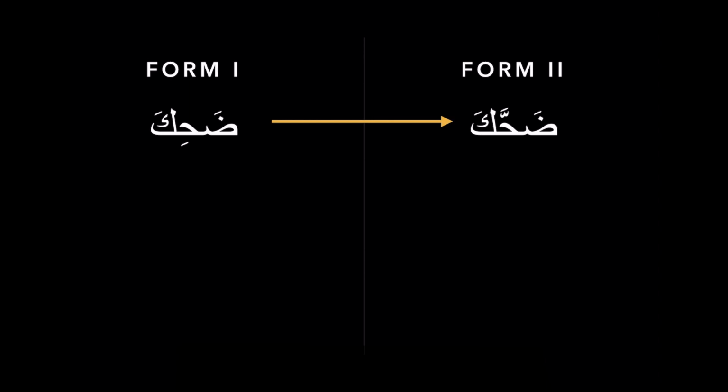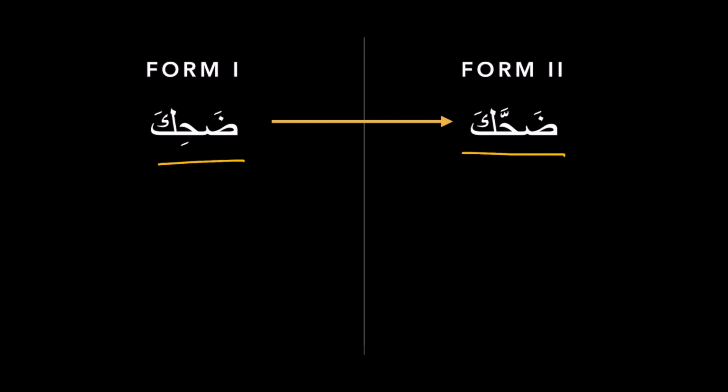For example, if you wanted to just say the child laughed, you'd use Form 1, dahika at-tiflu. The child laughed. Notice there isn't a direct object. The complete sentence is the child laughed. If you wanted to say the child made someone laugh, say a professor, you'd say something like ضحك الطفل الأستاذ. The child made the professor laugh.